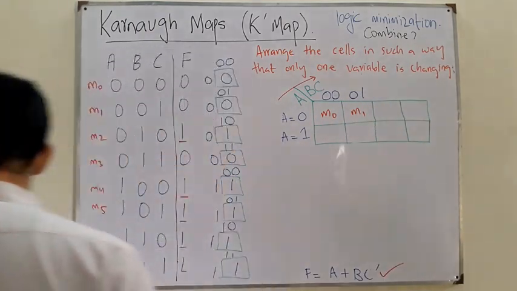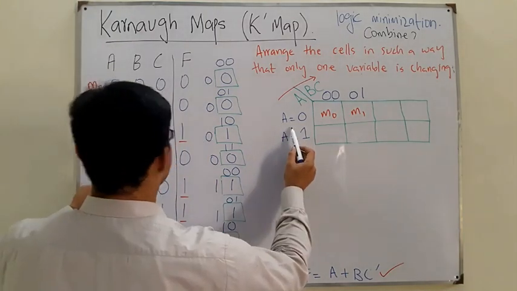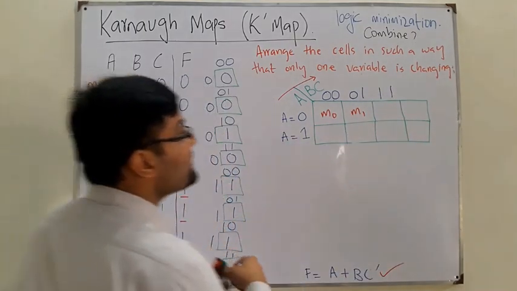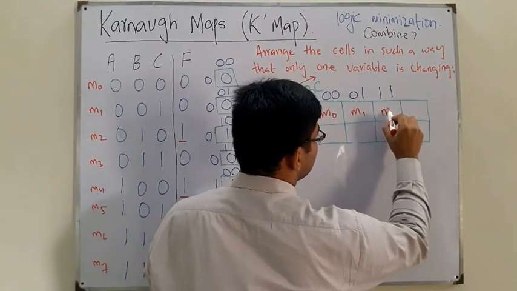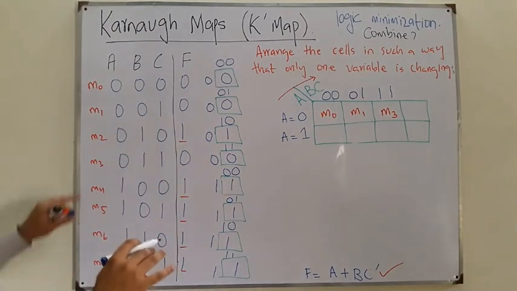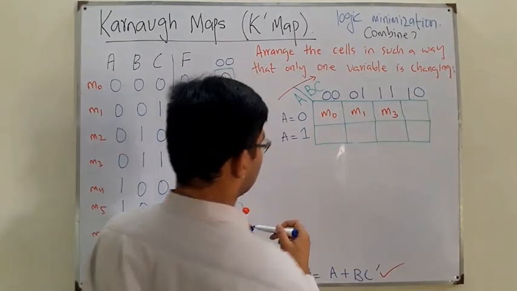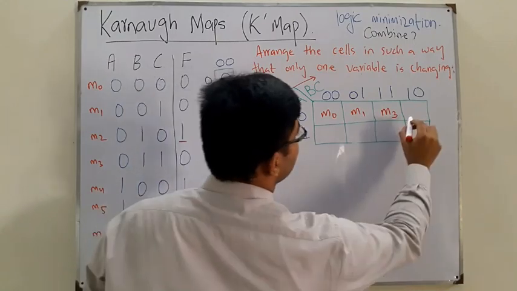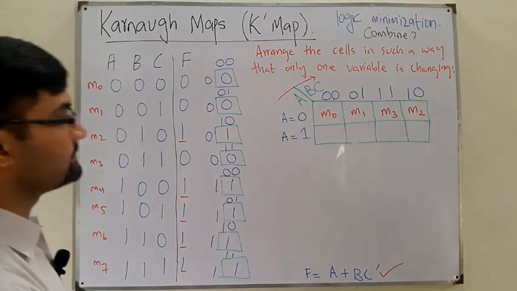So this is not possible, so we take the next, where we have M3, which is A is 0, B is a 1, and C is a 1. Now have a look, C is the same, and B has changed from 0 to 1, so this is your M3. Alright, now we go back to M2, so A is 0, B is 1, and C is 0. Now you have a look, this B is the same, and C changes from 1 to 0. This is your M2.